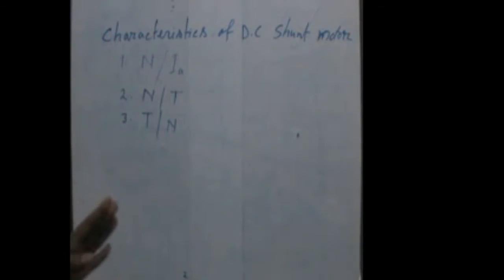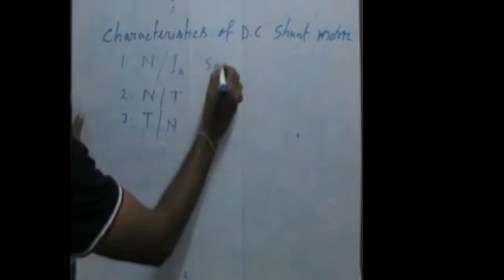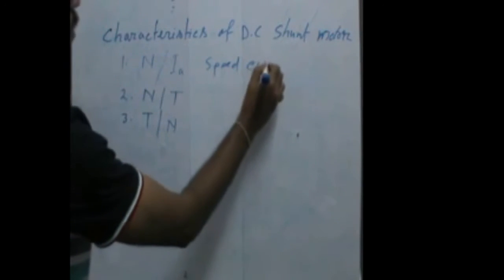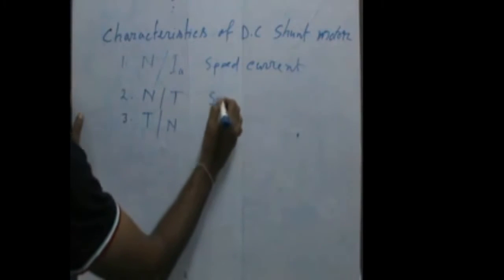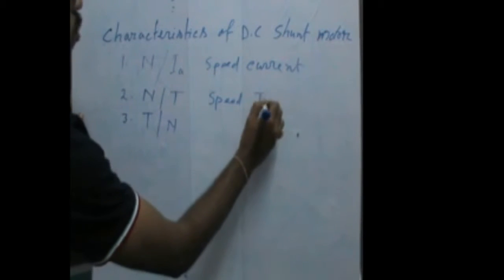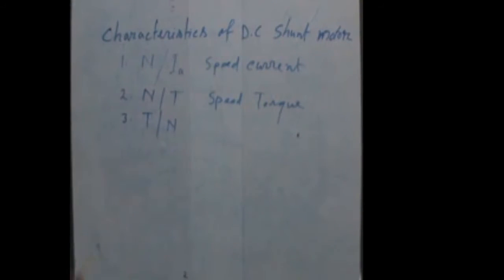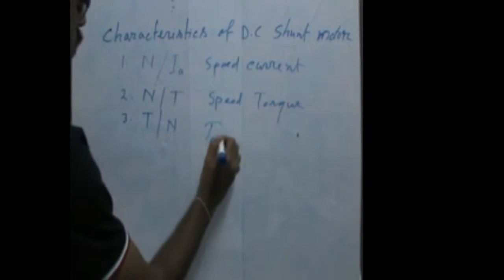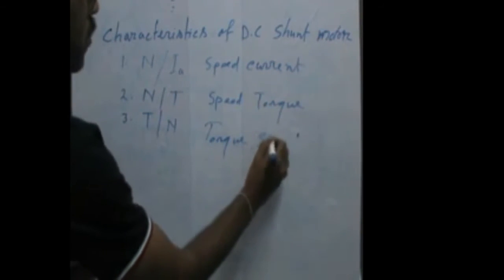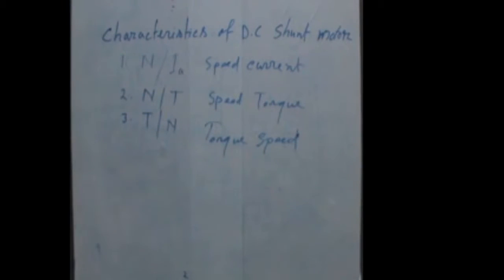These three types of characteristics are there. One is speed current characteristics, this one is speed torque characteristics, and the third one is torque speed characteristics. These are the characteristics of a shunt motor.